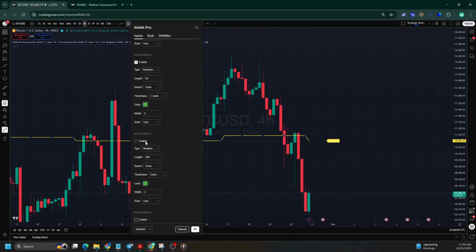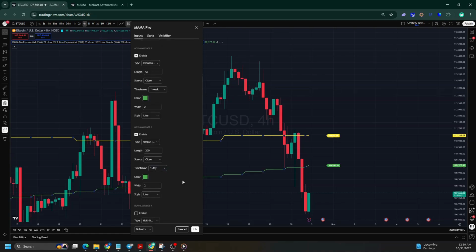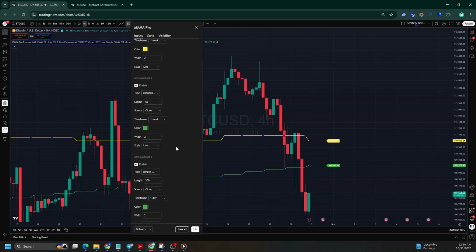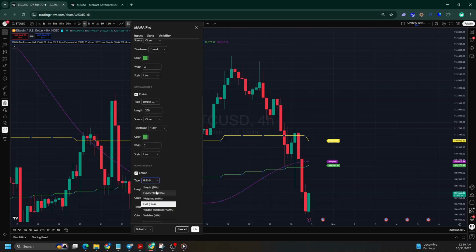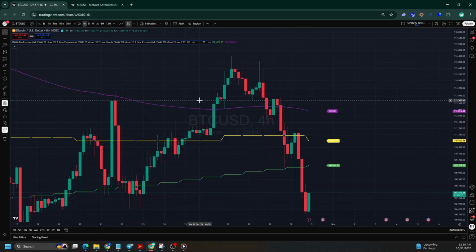Then I use the simple moving average 200 on the daily. Also, so I have the 21, 55, 200, and I want the 200 EMA on the chart. Let's keep this on the chart, whatever that chart is. In this case, it's a 4 hour. Okay, so let me show you something.